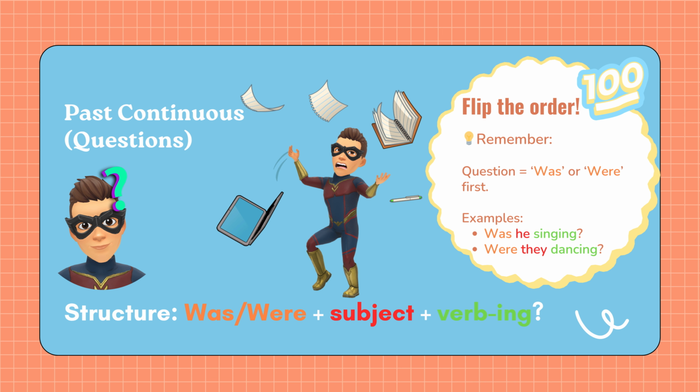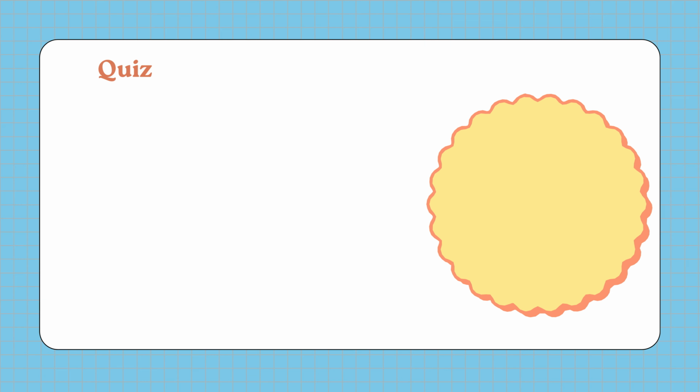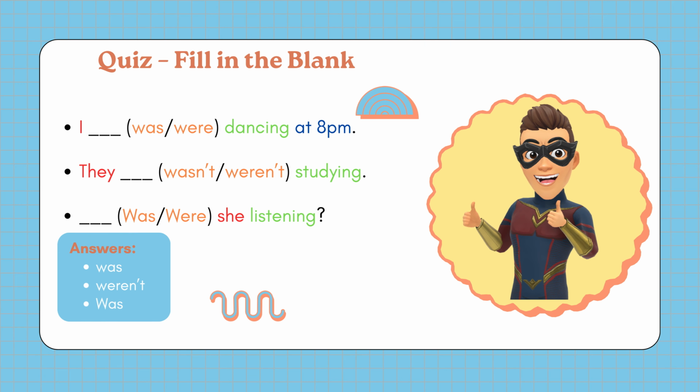Now let's make sure we understand before we move on to practice. Let's dive into this quick quiz on the past continuous tense. First, fill in the blank. I blank dancing at 8 p.m. The correct answer is was. So it reads, I was dancing at 8 p.m.